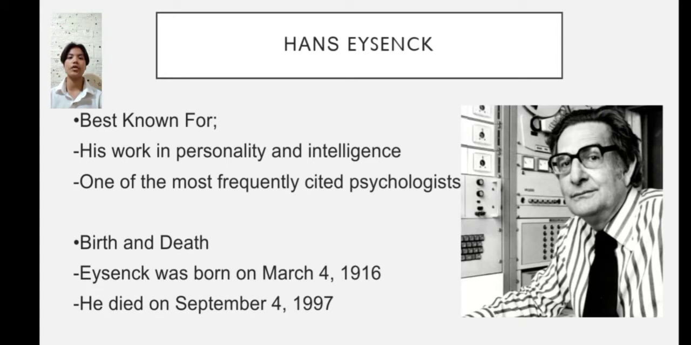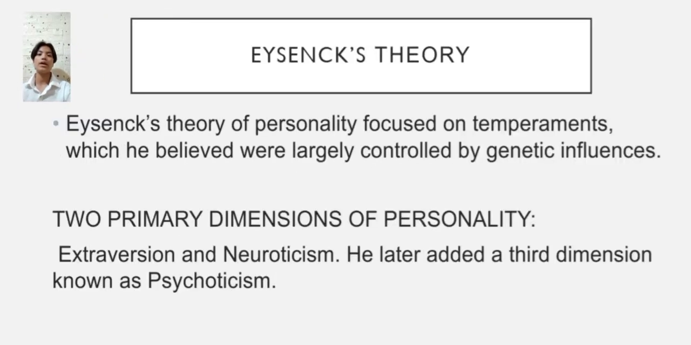Eysenck is best known for his work in personality and intelligence, and is one of the most frequently cited psychologists. Eysenck was born on March 4, 1916, and he died on September 4, 1997. Now, let's talk about Eysenck's theory.